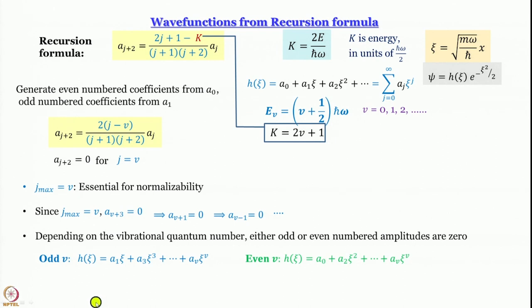So, what we see then is for odd v, H(xi) is equal to A1 xi plus A3 xi cube plus A5 xi to the power 5 and so on and so forth. Note there is no A2, no A4, right. So, these even numbered terms are all missing when v, the vibrational quantum number, is odd. Similarly, for even v, the odd numbered coefficients are missing, they are all 0, okay. So, we have worked out the expression for H of xi for even and odd values of v. We have learned that both of them go only up to j equal to v.